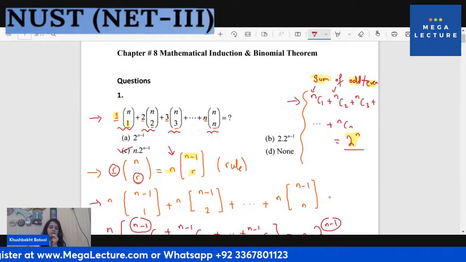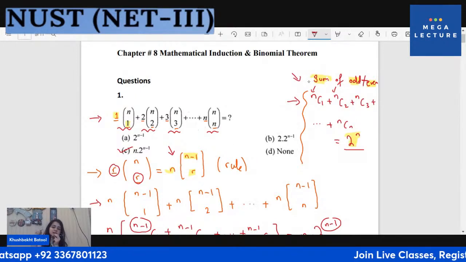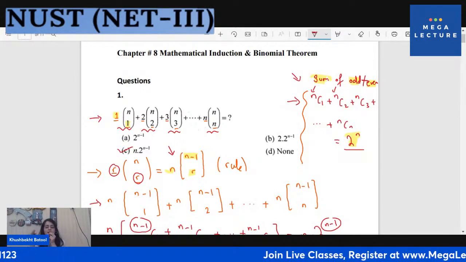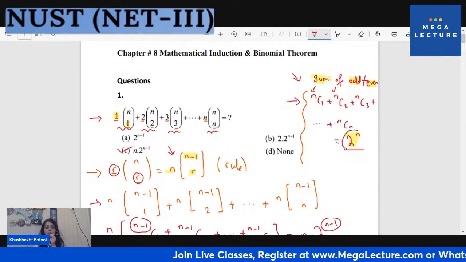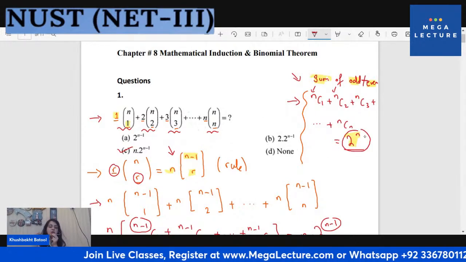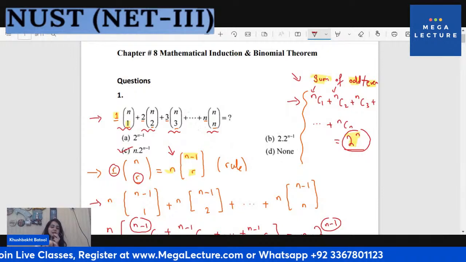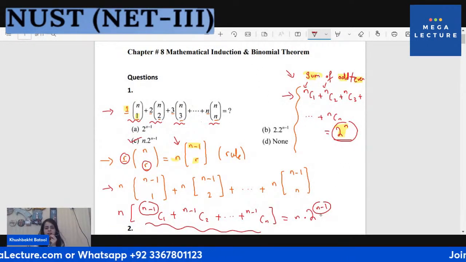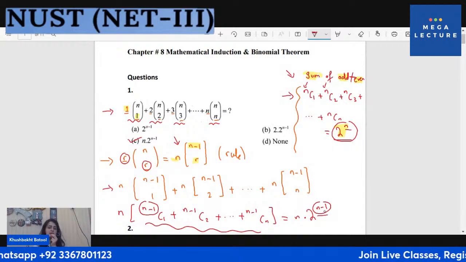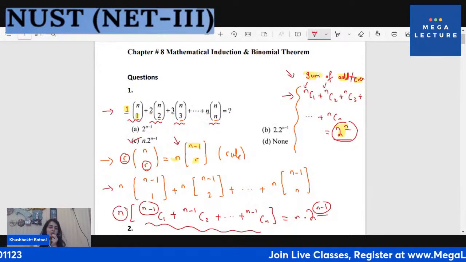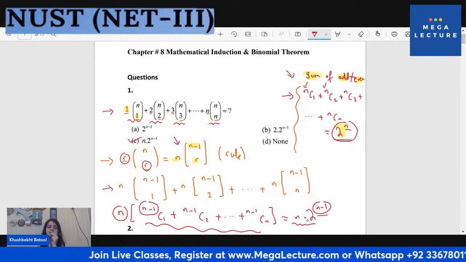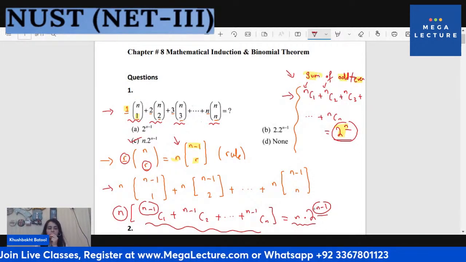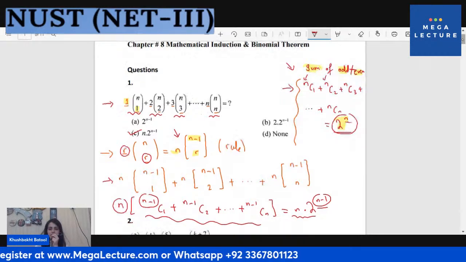Now, when I applied the rule, I used this rule that whenever I have nC1 plus nC2 plus nC3 plus so on till nCn, that adds up to give me 2 to the power n. So if I only replace this n with n minus 1, what would be the change? The change would only be in this n minus 1 and this n. So the same happened, and I was taking n outside, so I multiplied n here as well, and this turned out to be the final answer, that is C in this case. So that is how we got the first answer.